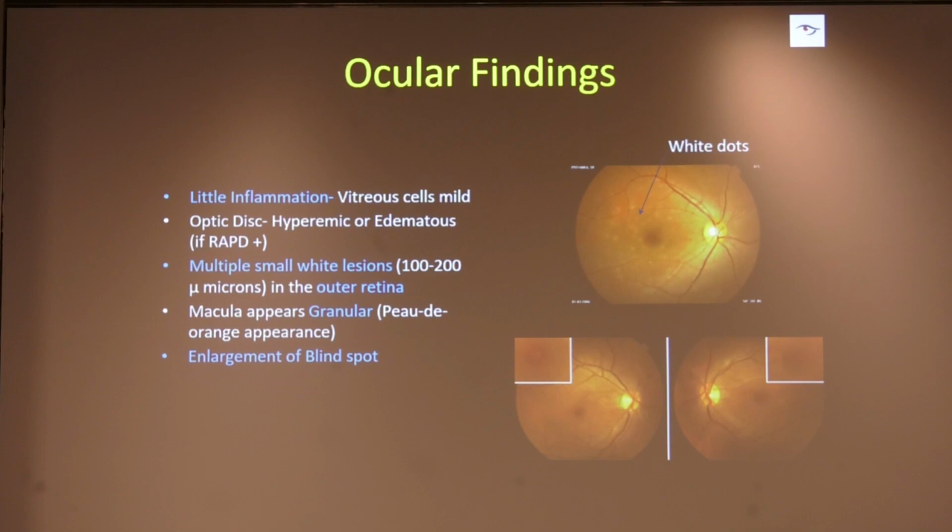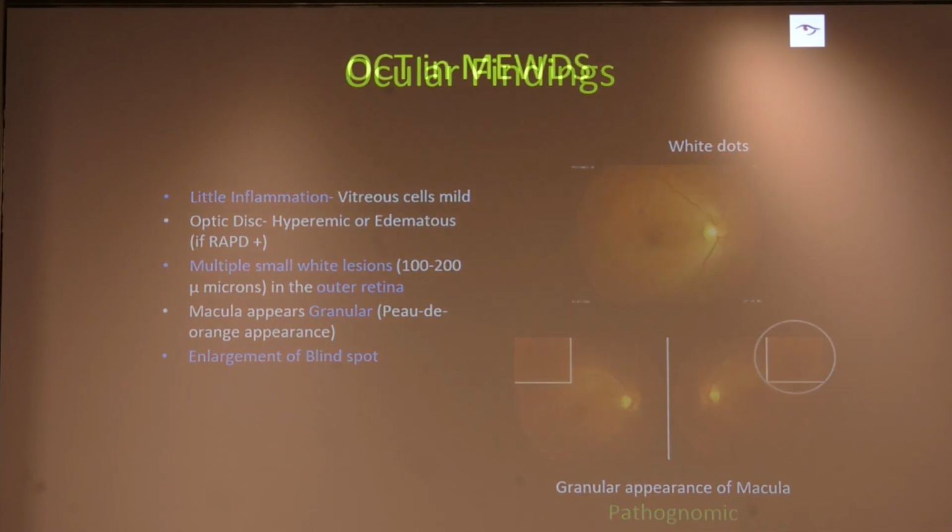There could be small white lesions in the outer retina, ranging between 100 to 200 microns. And the macula appears very granular. I'm sure you can see the granular appearance on the right on the screen. And this is supposed to be pathognomonic of MEWDS findings. And they do have an enlargement of the blind spot.